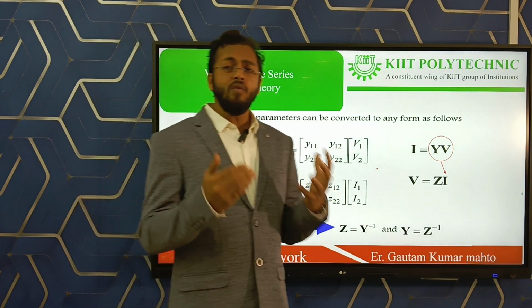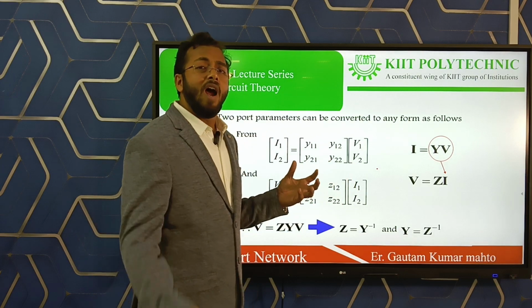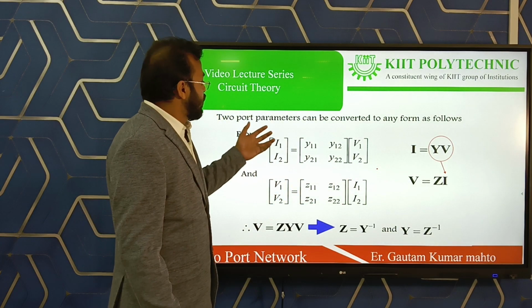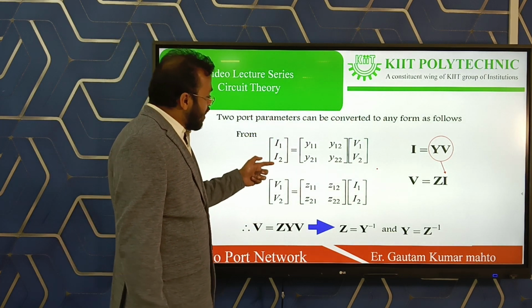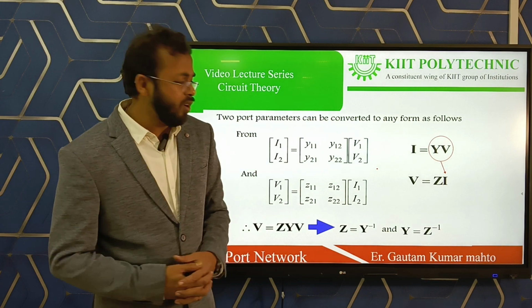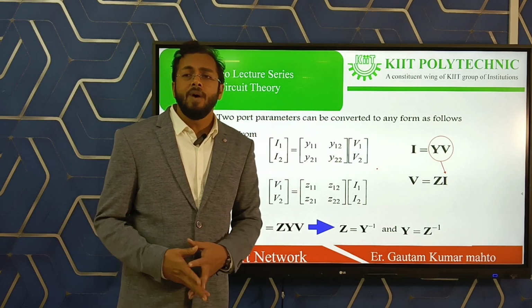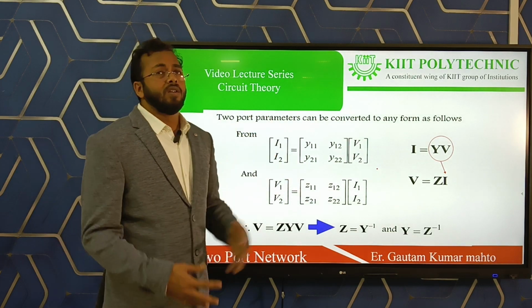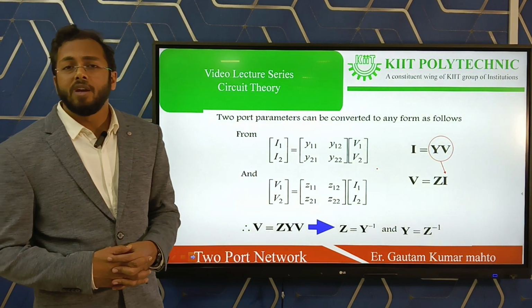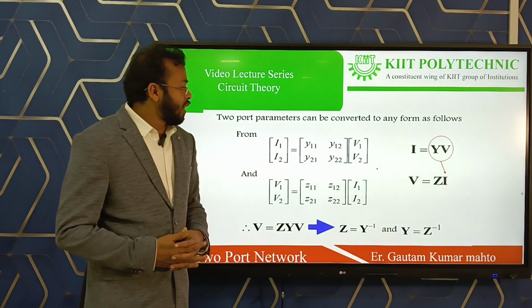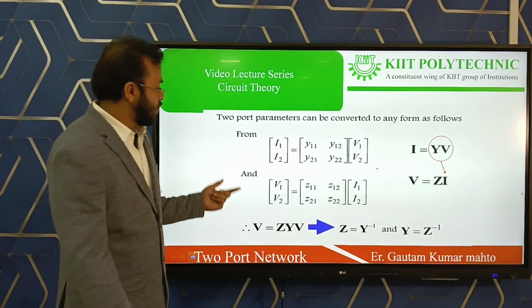So now how can we convert the impedance parameter into the admittance parameter, or the admittance parameter into the impedance parameter, with the help of matrix operation by taking the inverse. I1 and I2 we are representing in terms of V1 and V2, and V1 and V2 we are representing in terms of I1 and I2. So here you can see the scalar form. I1 is equal to Y11 V1 plus Y12 V2, and I2 is equal to Y21 V1 plus Y22 V2. V1 is equal to Z11 I1 plus Z12 I2, and V2 is equal to Z21 I1 plus Z22 I2.